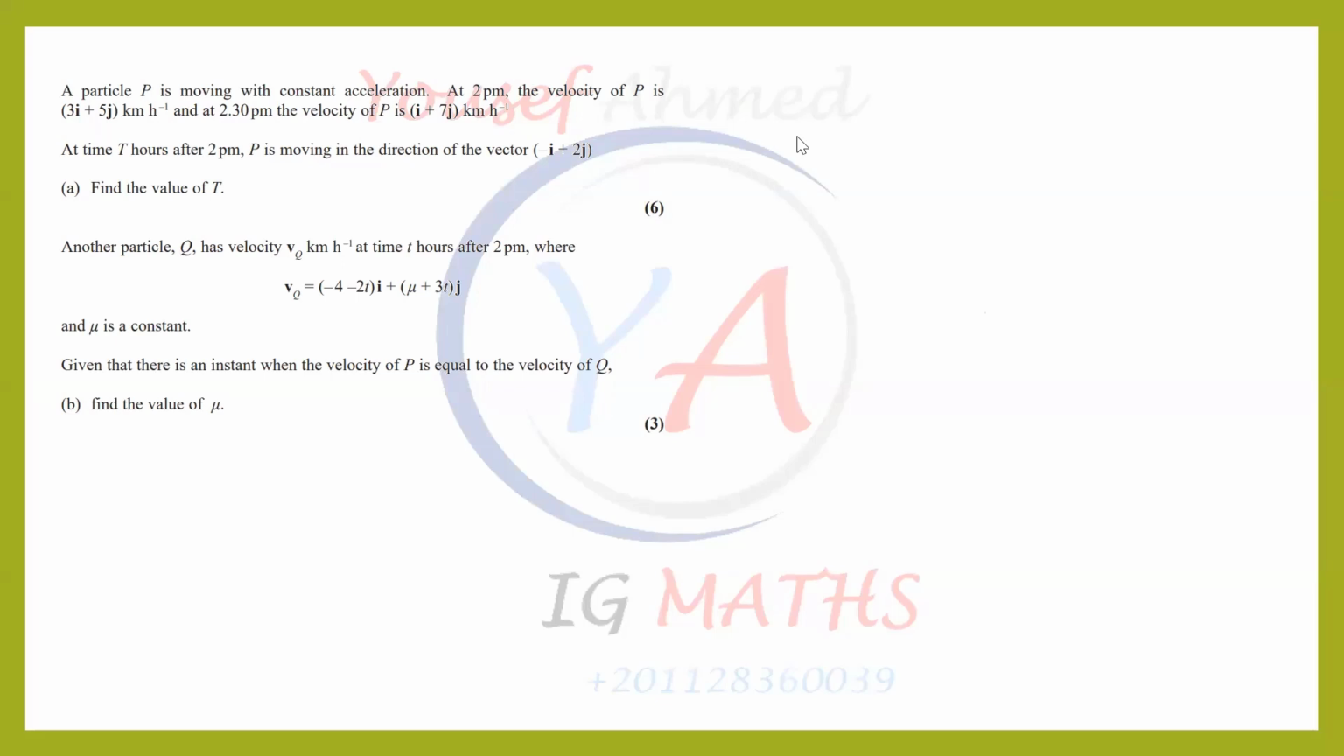You must understand something very important. Whenever it's mentioned "moving in the direction of," it means that the vector we are working with, which is this velocity, is parallel to this one, negative i plus 2j. So it's moving in the same direction as this vector. I will mention what you should do when you have parallel vectors. So let's first see what we will do.